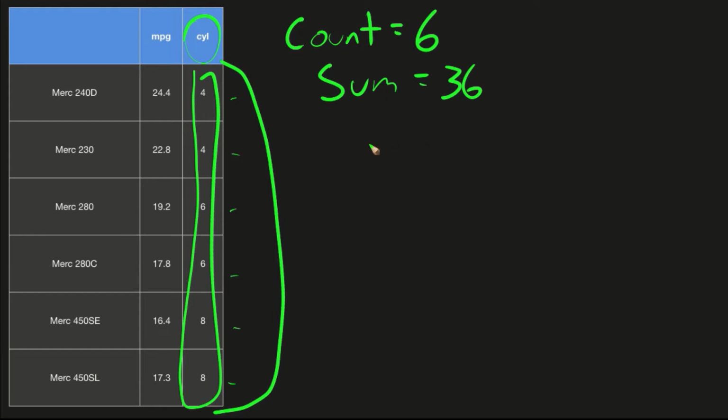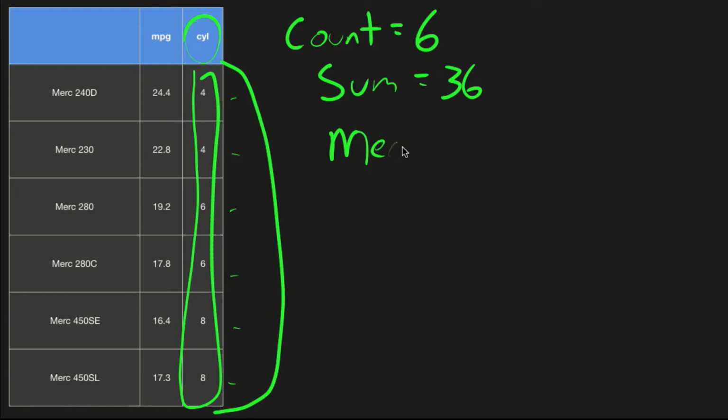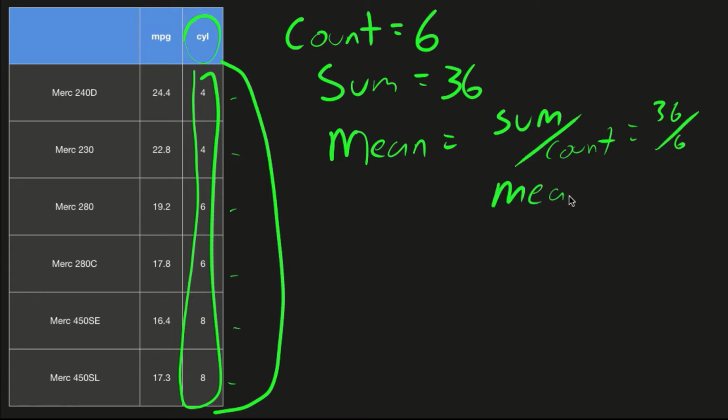So again, this is probably review for many of you, but the average, or mean, is really just the sum divided by the count, which would be 36 divided by 6. And so we could say that the mean, the average number of cylinders across this data set for cars, is 6. If you were to pull a car by chance, you're probably going to be close to 6 cylinders.